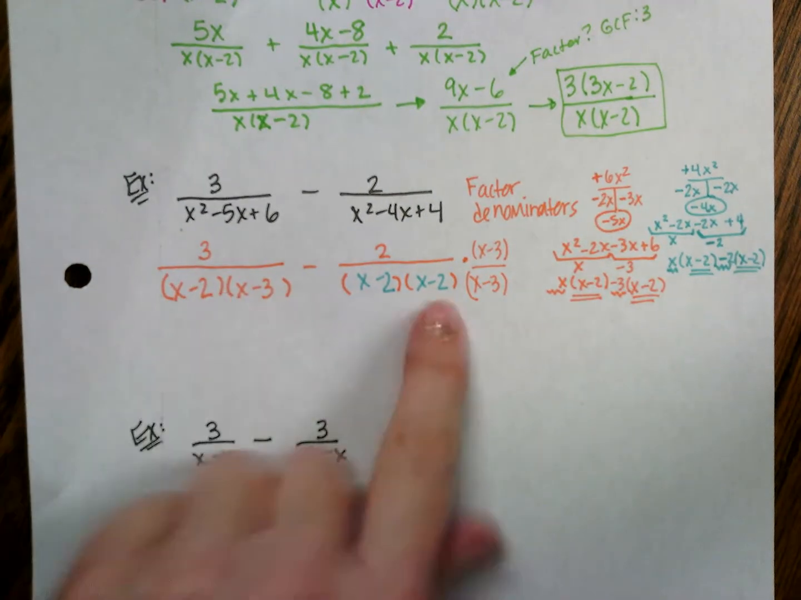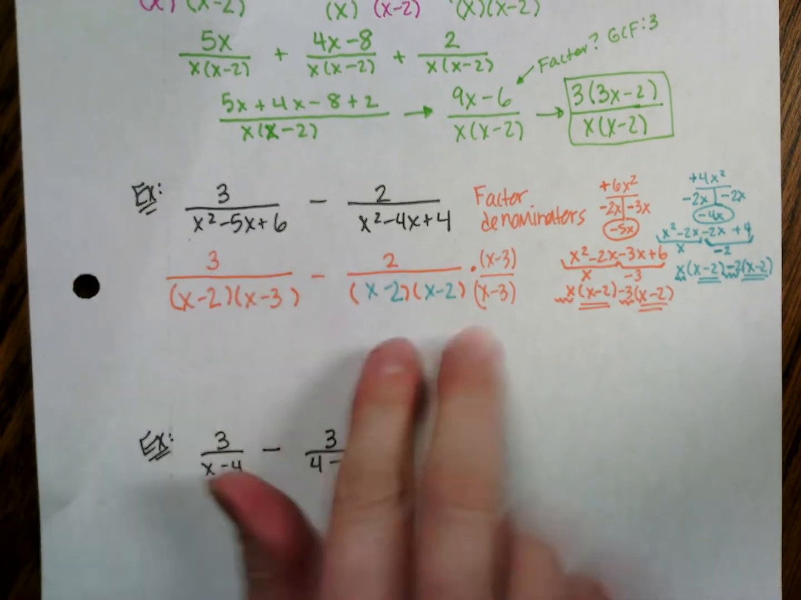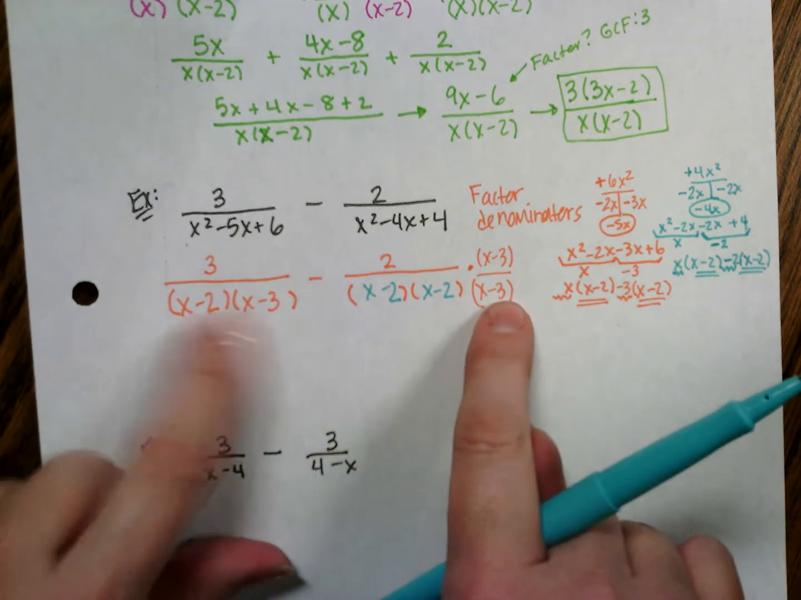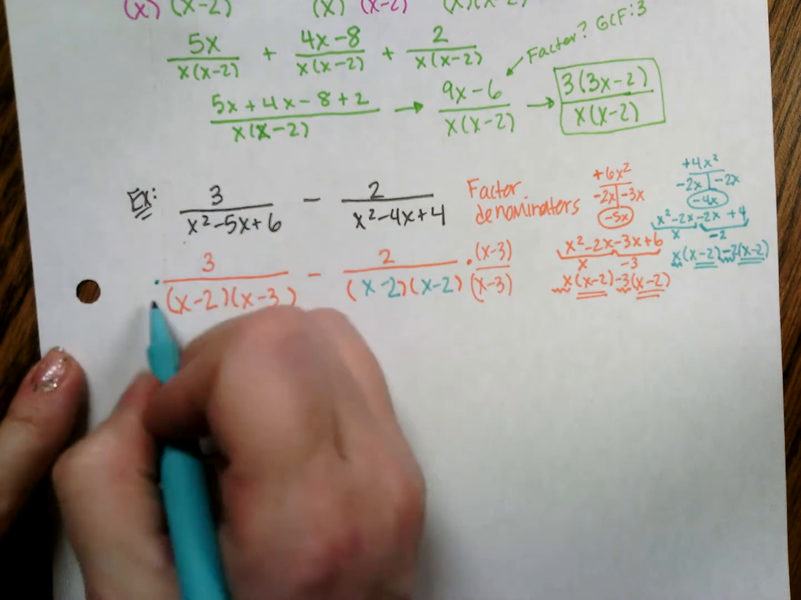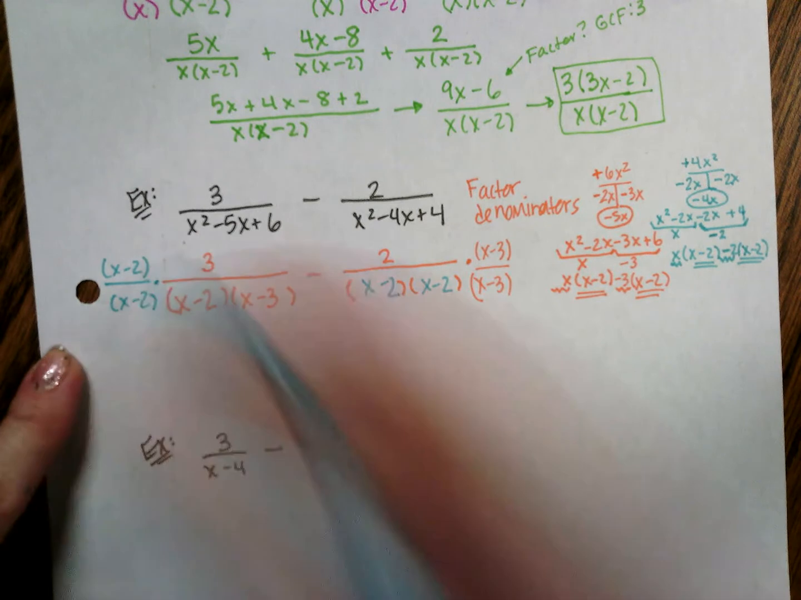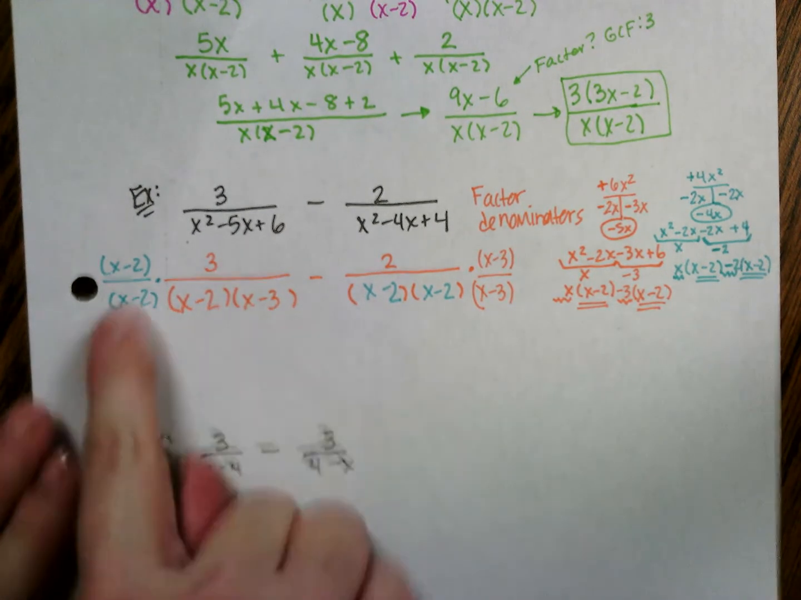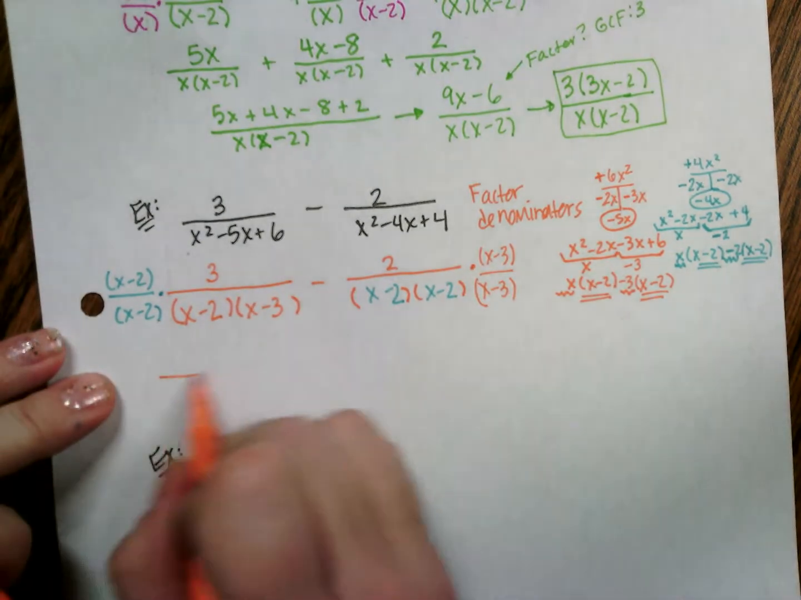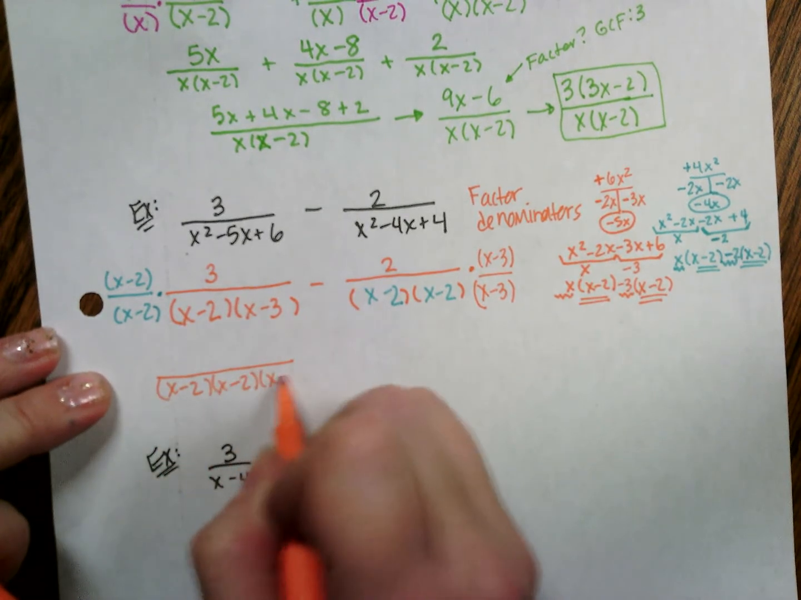Now, this denominator is looking at that denominator and saying, wait a second, I only have 2 things and you have 3 things. We both have an x minus 2 and an x minus 3, but you've got 2 x minus 2s, so I also want 2 x minus 2s. So we're going to give this guy another x minus 2. So now both of our denominators will have x minus 2, x minus 2, x minus 3.